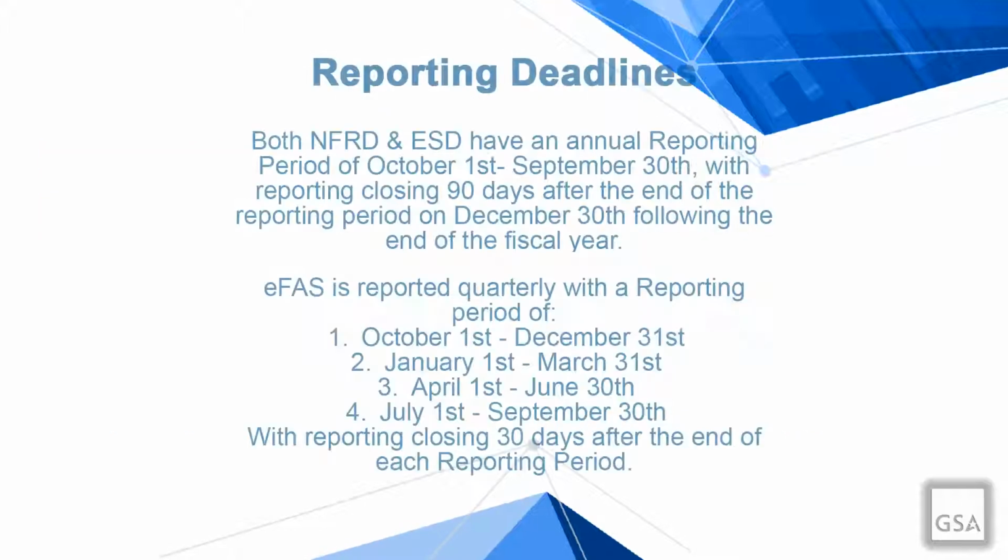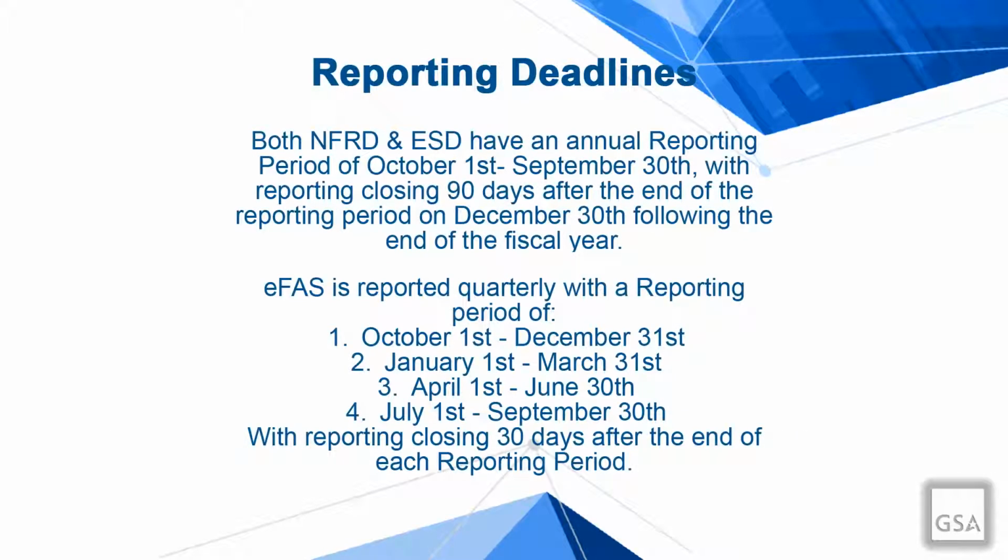For the NFRD and ESD, the reporting period is auto-created on October 1st of each year and closes 90 days after the end of the reporting period. For example, October 1st through September 30th closes on December 30th. After December 30th, the reporting period is locked and cannot be edited or have any property data submitted against it. For eFAS, the reporting period is auto-created on the first of each fiscal quarter, October 1st, January 1st, April 1st, and July 1st, and closes 1 month after the quarter closes.